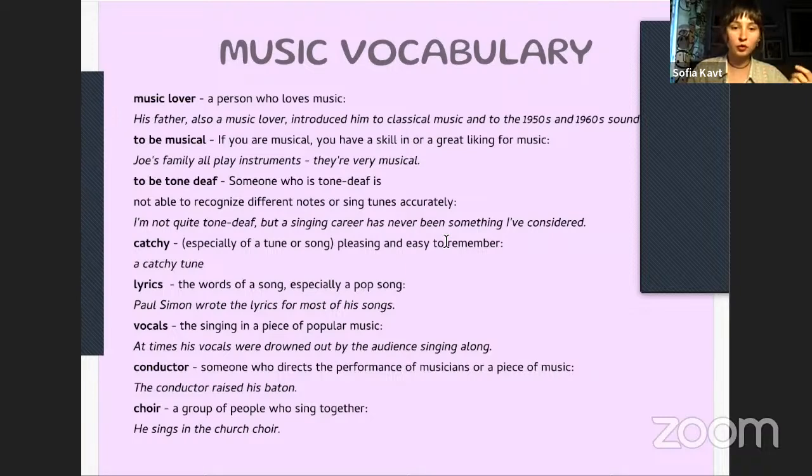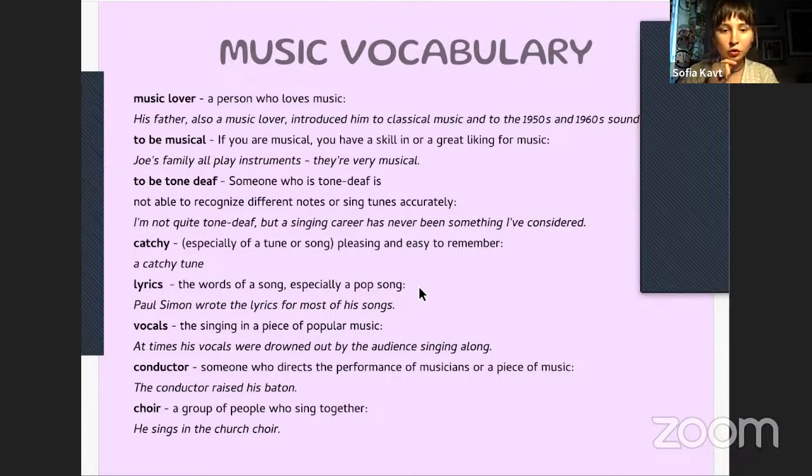Then the next term on the list is lyrics. The word lyrics denotes the words of a song, especially a pop song. So if you're asked to describe your favorite song, it's better to say that you like the lyrics in the song, but not the words or the poetry in it. The lyrics is the go-to term here. The next one is vocals. It is quite obvious what it is, right? It's the singing in a piece of popular music. It's the singer's job, right, to produce the vocals.